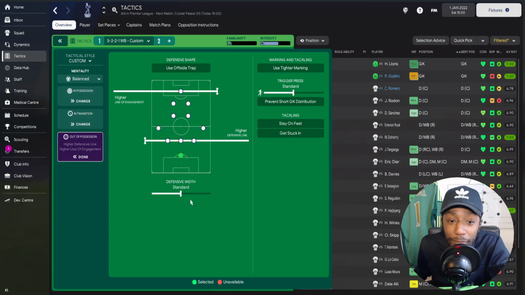The defensive width, we're actually going to leave this on standard rather than force the opponents out wide, only because we have a lot of central players already. We literally only have 2 wider players in this formation, so we don't necessarily have to force the opponents out wide. Naturally, that should be happening anyway.